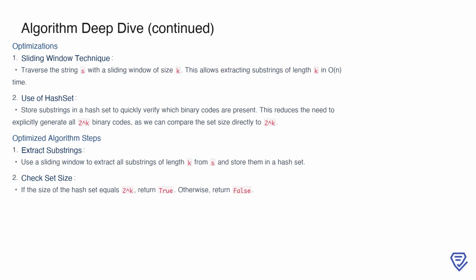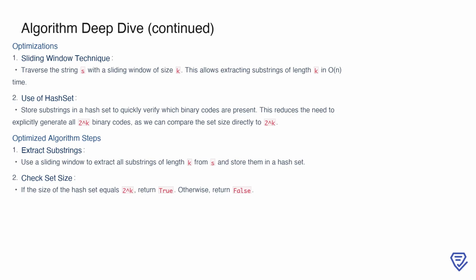To optimize further, we can use the sliding window technique. By sliding a window of size k across the string S, we can extract all substrings of length k in just O(n) time. These substrings can then be stored in a hash set, which provides O(1) average case time for insertions and lookups. This approach eliminates the need to explicitly generate all 2 to the power of k binary codes.